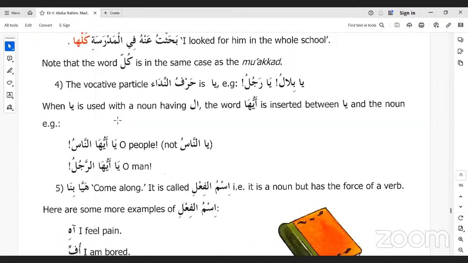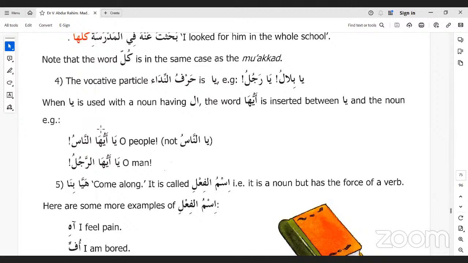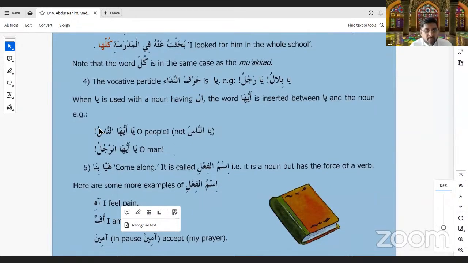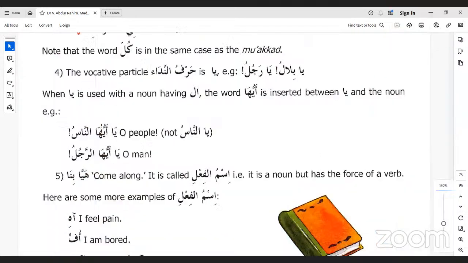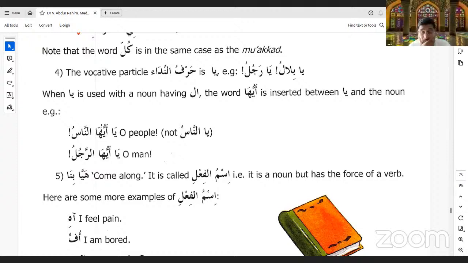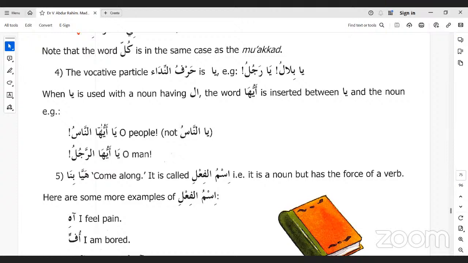The vocative particle, harfun nida, the call-out, is ya. Example: Ya Bilalu, ya Rajulu. When ya is used with a noun having al, the word ayyuha is inserted between ya and the noun. Example: ya ayyuhan nas, O people, and not ya annasu. So you have to put ayyuha in the middle. Ya ayyuhar rajul, O man.